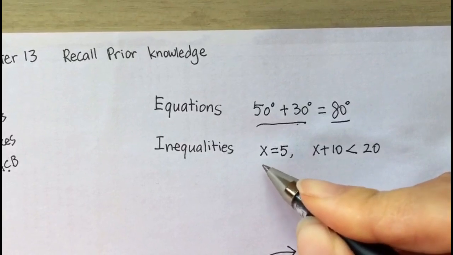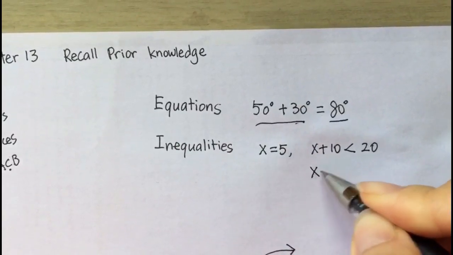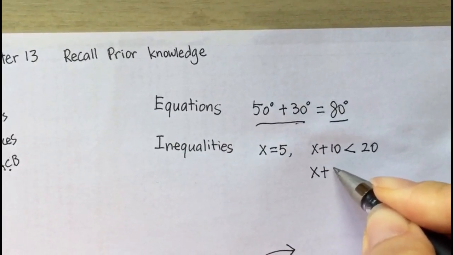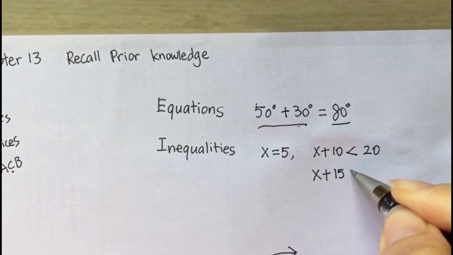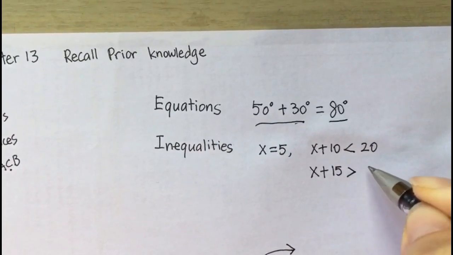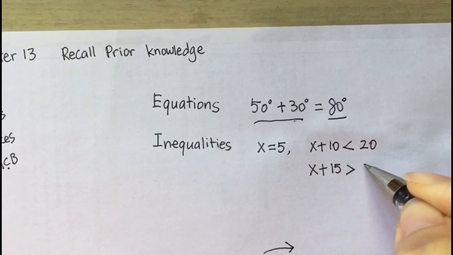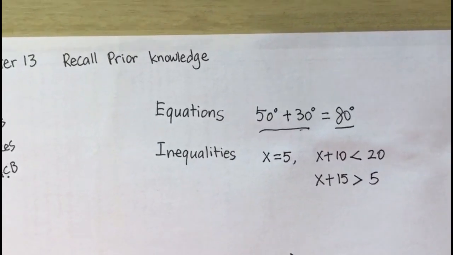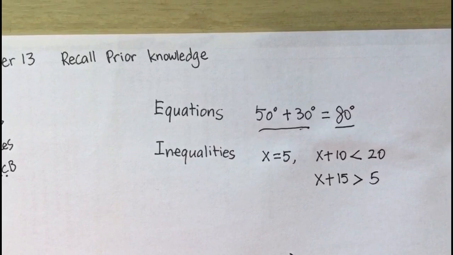Another example, when x is 5, x plus 15 is larger than 5. This is called an inequality.